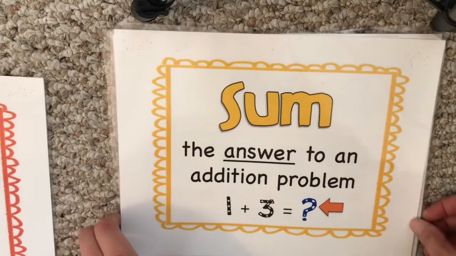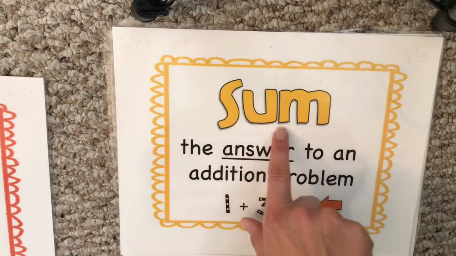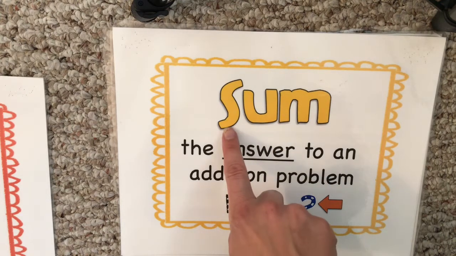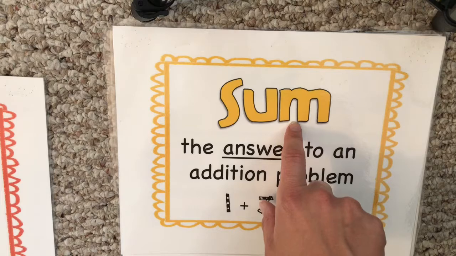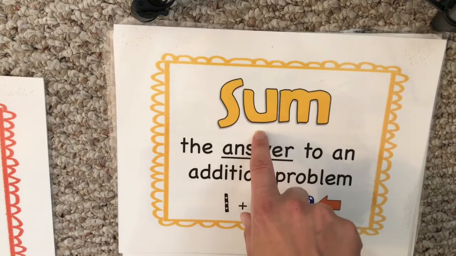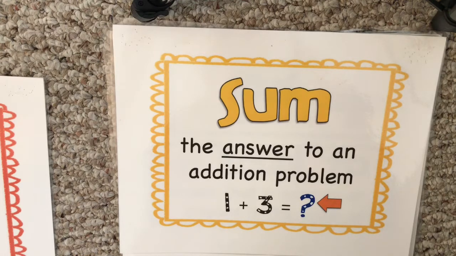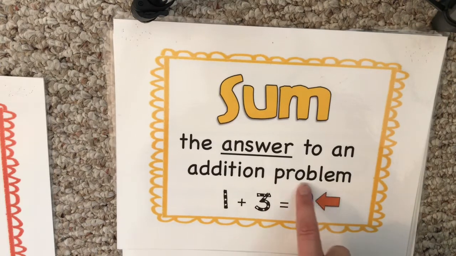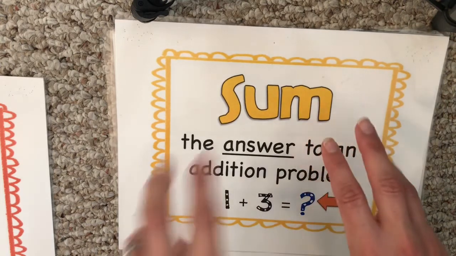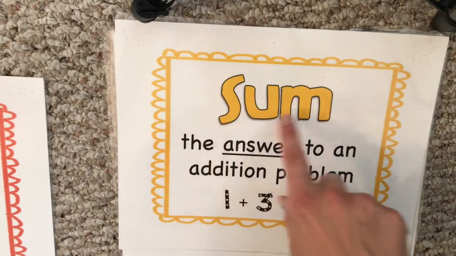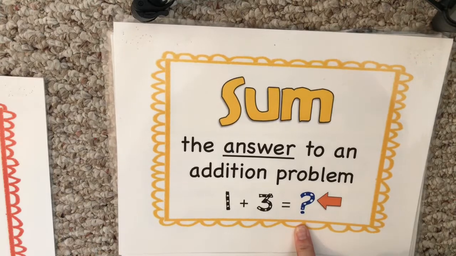This is the word sum. Now this isn't sum like we practice when we are doing our sight words. This is the word sum that's a math word. It has a U in it instead of the O-M-E. Sum. Okay, this word means the answer to an addition problem. Okay, so we have 1 plus 3. Well, the sum of 1 plus 3 is 4. So 1 plus 3 together equals 4. 4 is the sum. It's the answer to an addition problem.